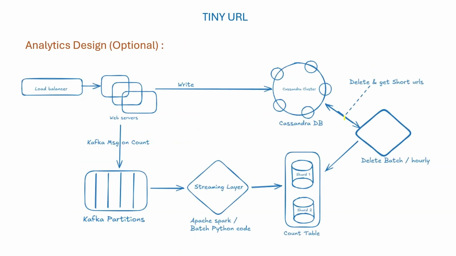Moving on, let us look at the analytical part of it. This is again optional. Feel free to skip if you're not interested in this one. This analytics part is nothing but how we store the number of times a particular short URL has been used in the count table. We'll have the short URL and the number of times it has been used in that particular table.